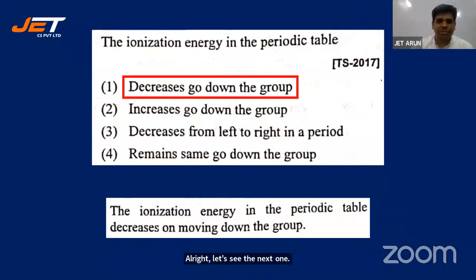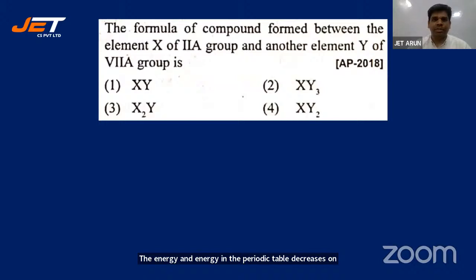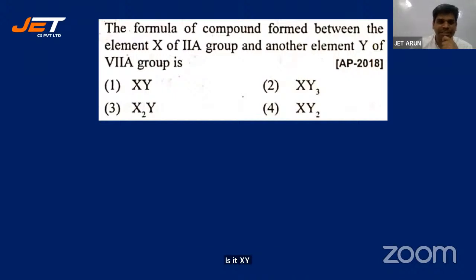The ionization energy in the periodic table decreases on moving down the group. Here is an interesting question. The formula of the compound formed between the element X of second A group and another element Y of 7th A group is, if I take an element X from second A group and take another element Y from 7th A group, what is the formula of the compound formed? Is it XY? XY taken thrice, X taken twice Y, XY taken twice.